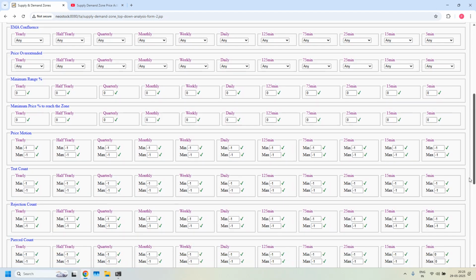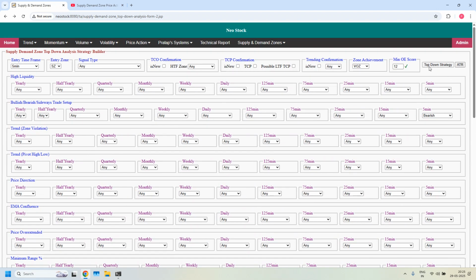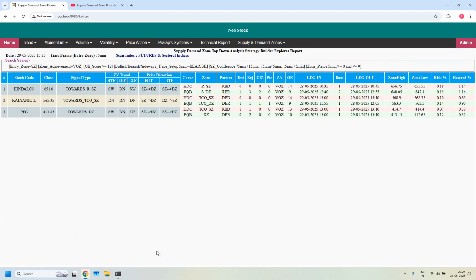I remove the EMA filter. In the supply zone confluence, 3 filters we have to set. First one already enabled. Next, 5 minutes and 75 minutes supply zone confluence. 15 minutes and 75 minutes supply zone confluence. By enabling all the 3 filters, we got again all 3. That means in all the 3, 5 minute supply zones overlapped with the 15 minute supply zone, both together again overlapped with the 75 minute supply zone.